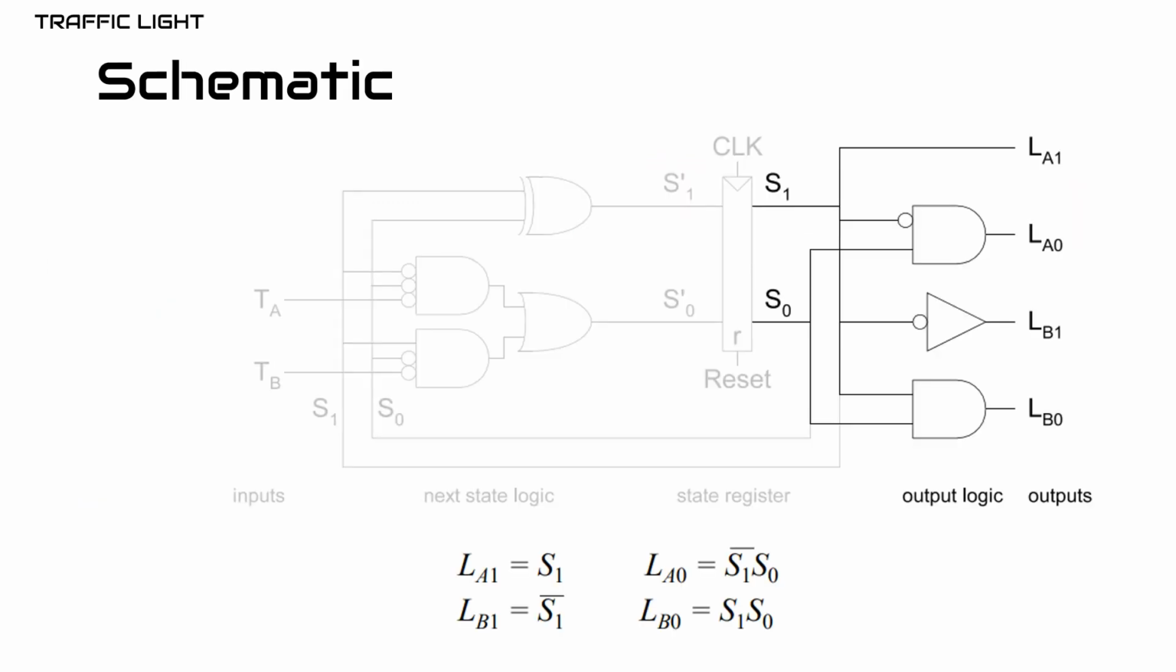Now, from the Boolean equations, we can draw the schematic to build our circuit. As Walid said, we have 4 inputs. These inputs are connected with logic gates to make our next state, and this next state is connected with the register. The register is a memory to remember the state of the traffic light. The outputs of the register are connected with some logic gates to make our final outputs.